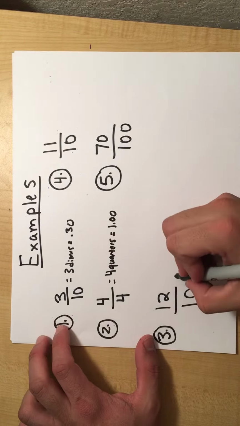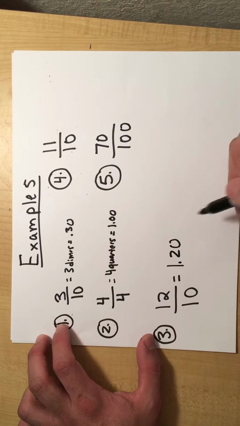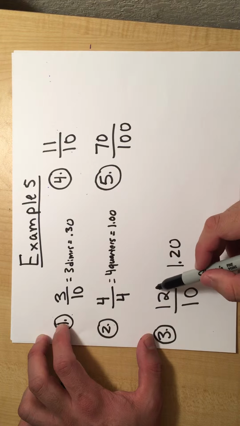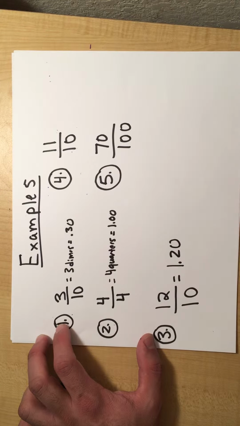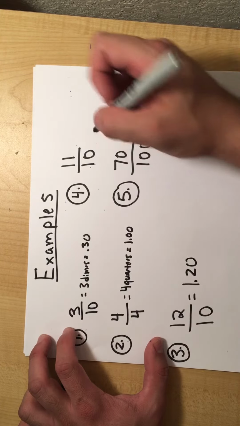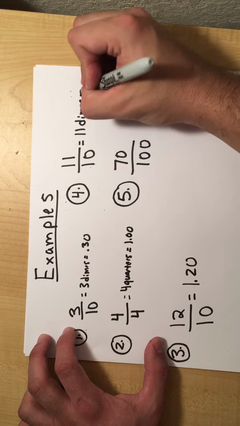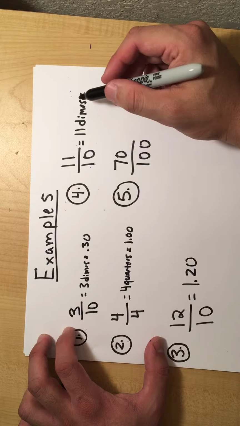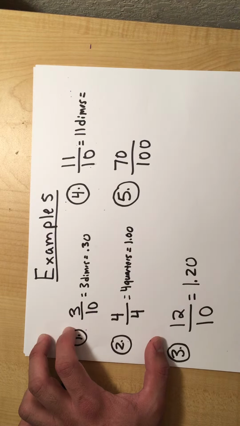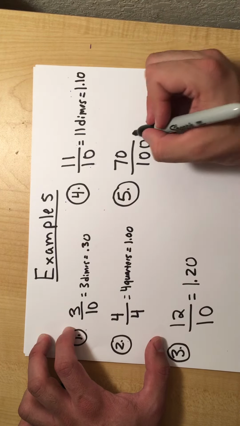12 dimes, well, we could take 10 dimes and exchange those for $1. So 12 over 10 would be equal to $1.20. And again, remember, if you have 12 dimes, we can group 10 of those dimes together and exchange them for $1, and we'll be left with 20 cents. Excuse me. 11 over 10. If we have 11 dimes, that is equal to how much money? Well, if we had 11 dimes, we could take 10 of those dimes, exchange them for $1, and we'll be left with 1 dime. So that would be equal to $1.10.